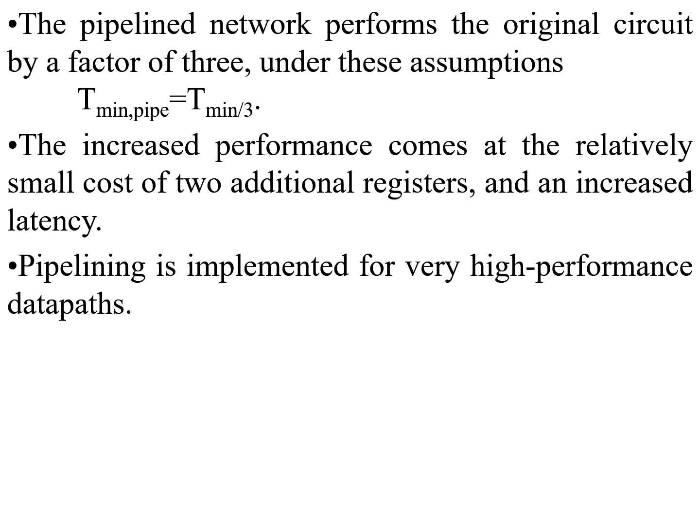The pipeline network improves the performance of the original circuit by a factor of 3 under the assumption that the timing Tmin pipelining is equal to Tmin by 3. The increased performance comes at the relatively small cost of adding 2 additional registers and an increased latency. Pipelining is implemented for very high performance data paths.